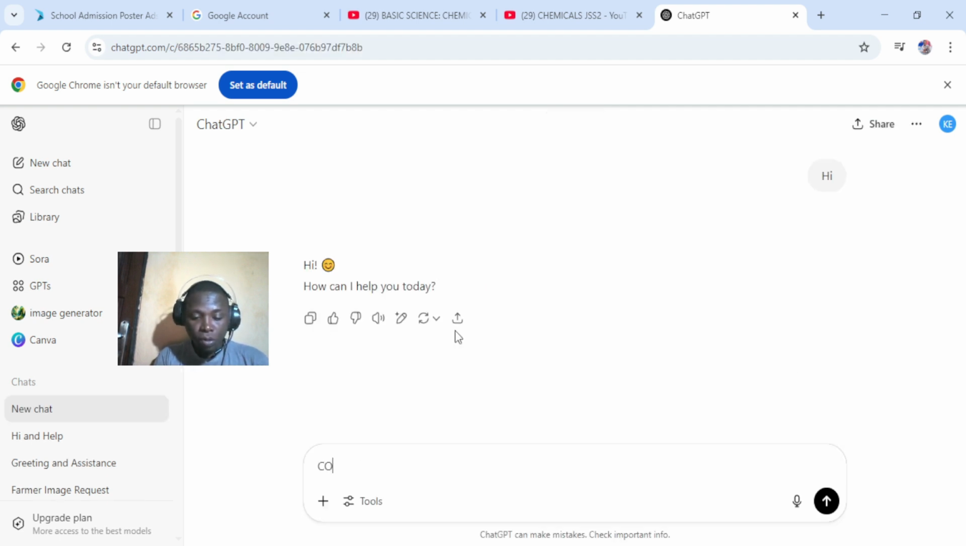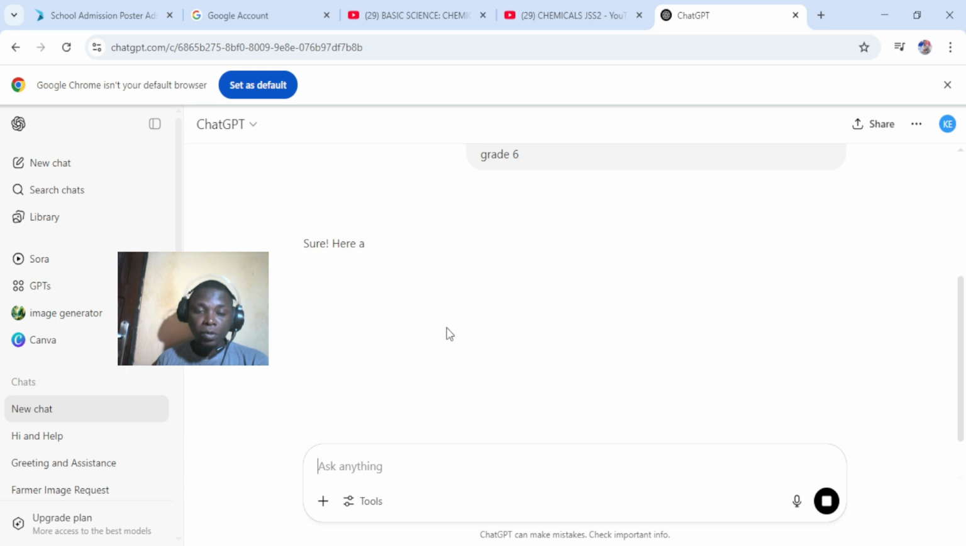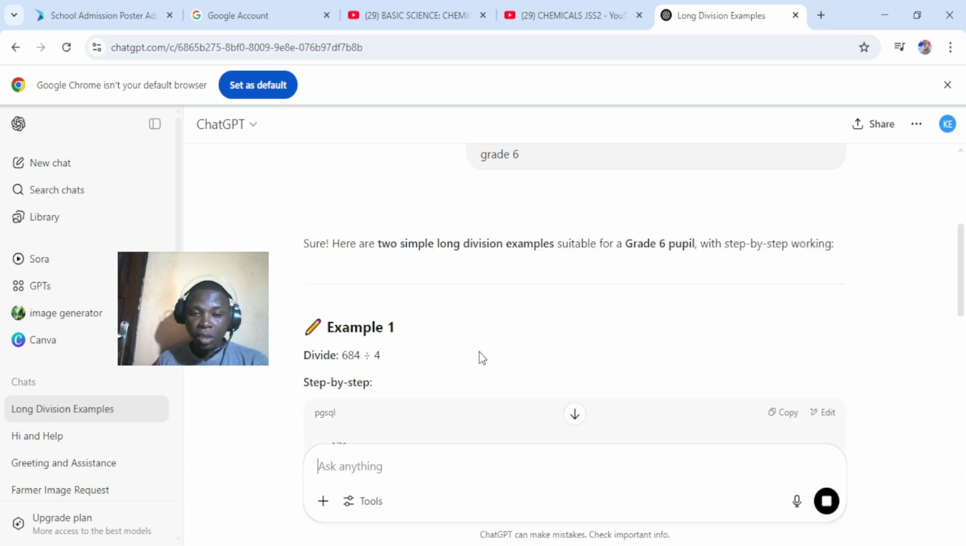Okay, so I'm going to say, could you please give me two examples of long division for our pupil in grade 6. Let's see. So that's a prompt I've given to ChatGPT, and you can see very quickly it's responded with an answer. Okay, so let's look at it.